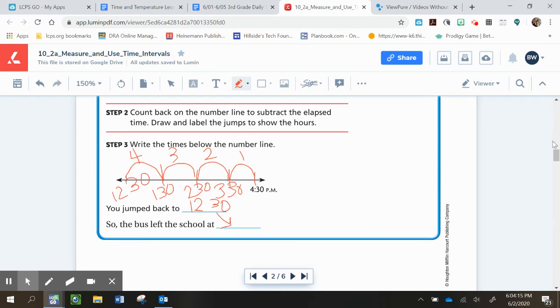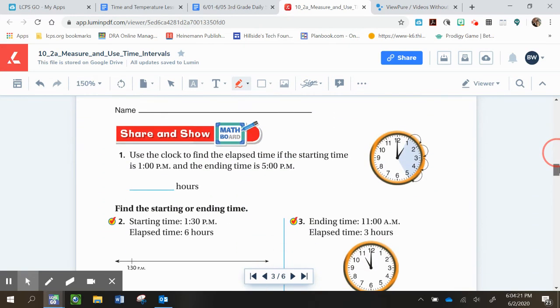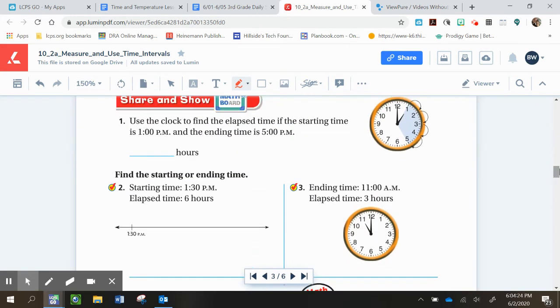Okay? So you can use the clock or you can use the number line to help you. So we're going to do a couple problems together. Use the clock to find the elapsed time if the starting time is 1 p.m. and the ending time is 5 p.m. So here's our hour for 1, and we're going to count 1, 2, 3, 4 hours. It would be at 5 p.m.